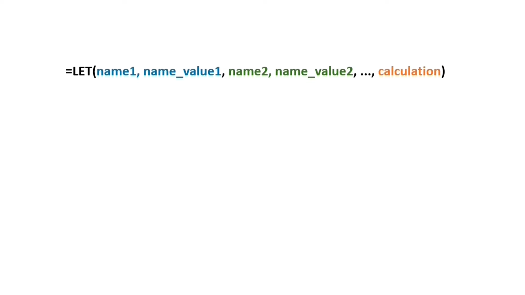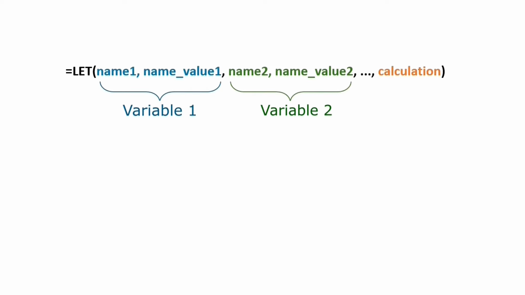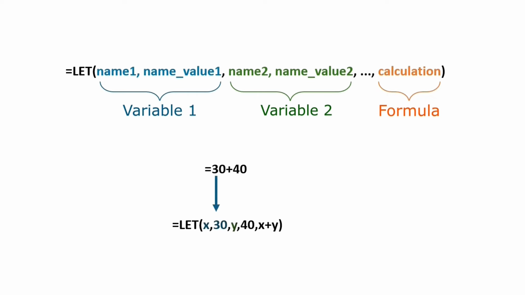The syntax of this function allows the user to declare a variable and define what the variable is going to represent. You can even use several variables, and at the end comes the calculation, which is the formula in which the variables will be used. So for example, if your formula adds up two numbers, then with LET, the same formula would look like this. The first variable is defined as number 30, the second is 40, and at the end comes the sum calculation. Both formulas will give you the same result.